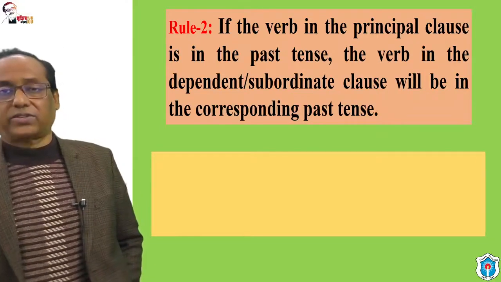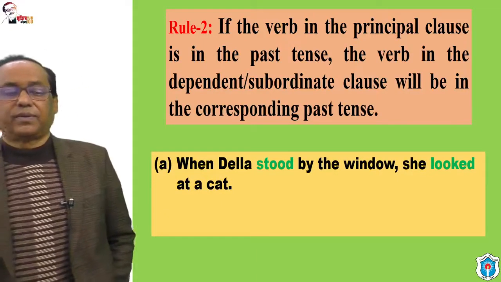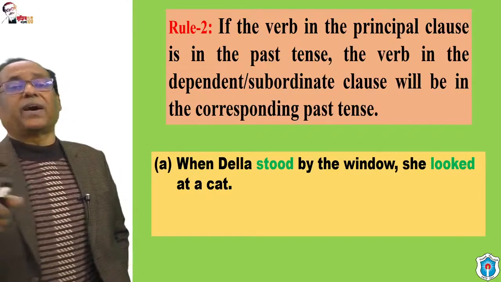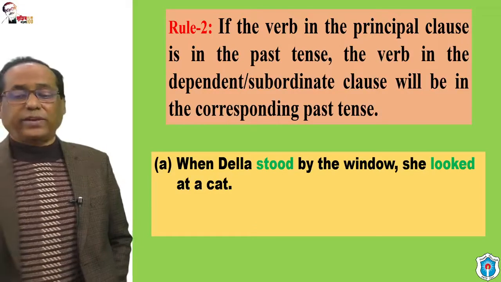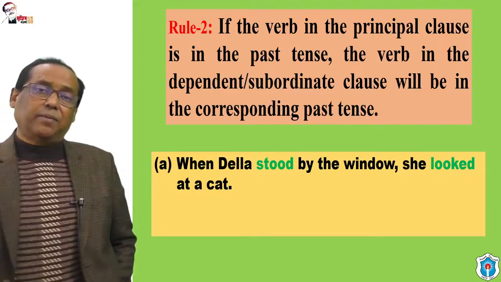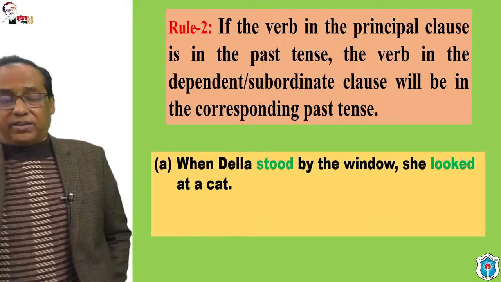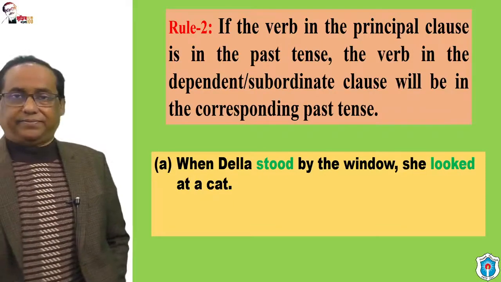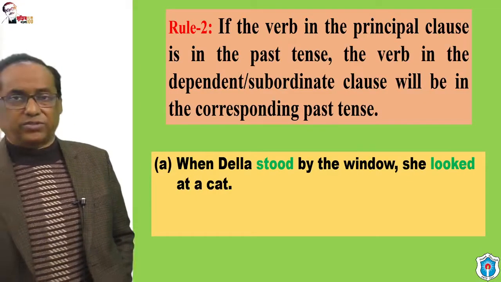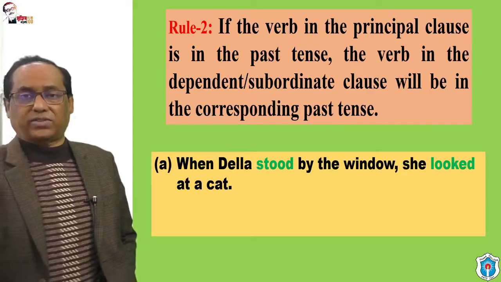As for example, see the first example. When Della stood by the window, she looked at a cat. What is the principal clause? She looked at a cat. This is the principal or independent clause. যে ক্লজটি স্বাধীনভাবে অর্থ প্রকাশ করতে পারে একা একা, সেই ক্লজ হচ্ছে প্রিন্সিপাল ক্লজ or independent clause, স্বাধীন ক্লজ। She looked at a cat. It is principal clause. It is in past tense, looked.